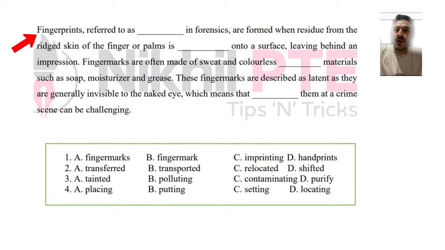Fingerprints, referred to as dash in forensics, are formed when residue from the ridged skin of the finger or palms is dashed onto a surface, leaving behind an impression. Finger marks are often made of sweat and colorless dash materials such as soap, moisturizer, and grease. These finger marks are described as latent as they are generally invisible to the naked eye, which means that dash them at a crime scene can be challenging.